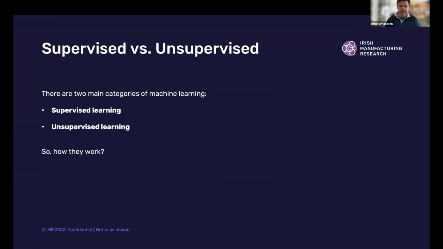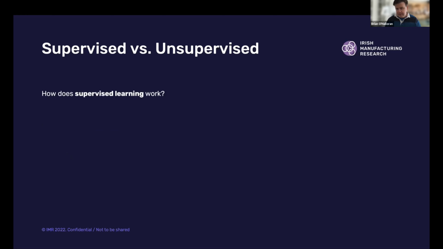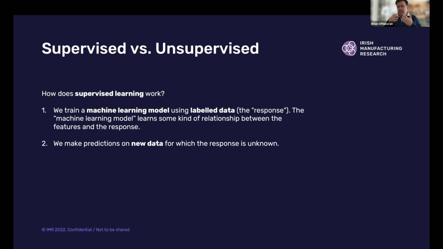So in terms of machine learning itself, there are two main categories, supervised learning and unsupervised learning. We'll do a quick run through as to how each of those actually works. Supervised learning is where we take a machine learning model and we train it using labeled data, which is a response, and that may be numerical, so if we're predicting a number, like temperature, for example, or something categorical, like a yes or no response. The machine learning model will then find the relationship between the features, the individual features of each of the observations, and the response that we're trying to predict.